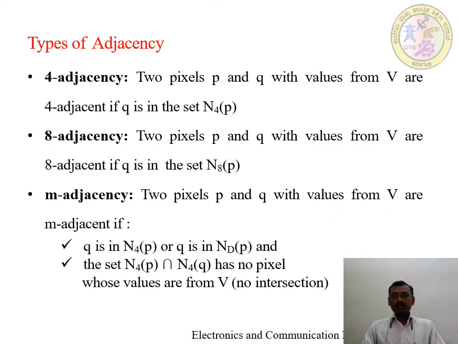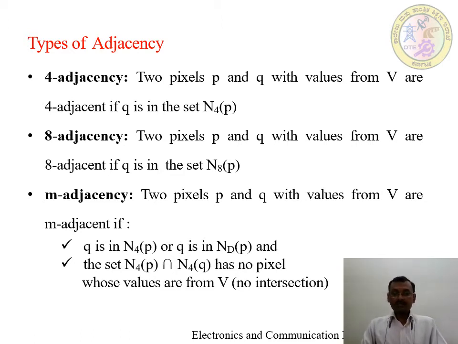Now the types of adjacency you can observe. There are three types of adjacencies, that is 4 adjacency, 8 adjacency and M adjacency. If you consider the 4 adjacency, 2 pixels P and Q with values from V are 4 adjacent if Q is in the set N4 of P. That means if you consider 2 pixels P and Q, referring to the values present in V, they are 4 adjacent if Q is in the set N4 of P.